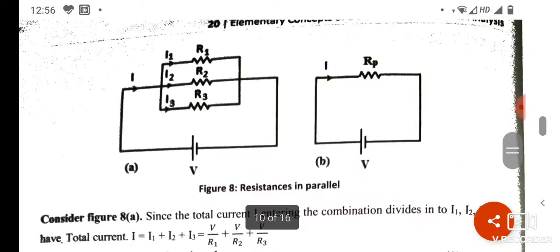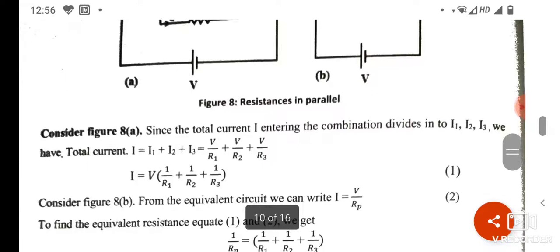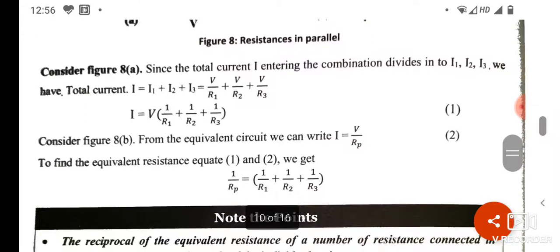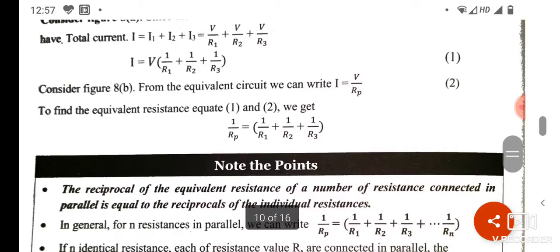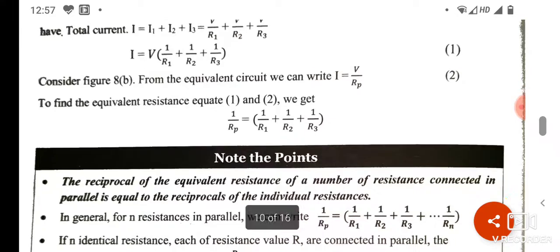And the total resistance can be taken as Rs or 1 by Rp. Rp is parallel, it represents parallel. 1 by Rp is equal to equivalent resistance. 1 by Rp is equal to 1 by R1 plus 1 by R2 plus 1 by R3. So the reciprocal of the equivalent resistance of a number of resistance connected in parallel is equal to the reciprocals of the individual resistance. 1 by Rp is equal to 1 by R1 plus 1 by R2 etc. up to 1 by Rn.